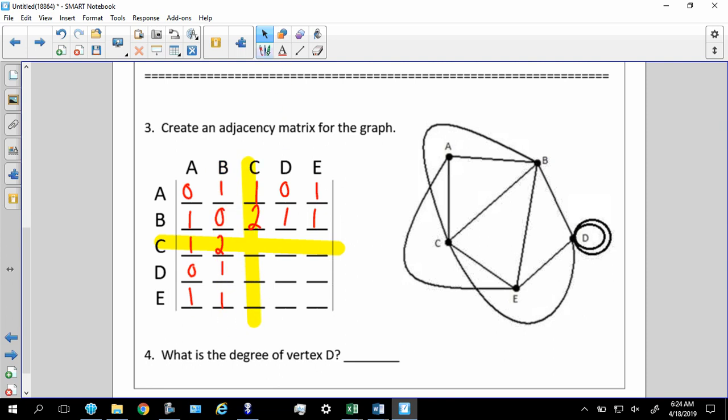Looking at C here, there's no loop on C, so that's a 0. Now the C to D situation. Is C connected to D? Yep, 1 time.